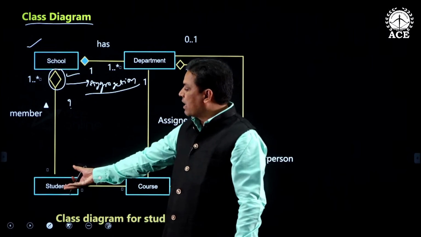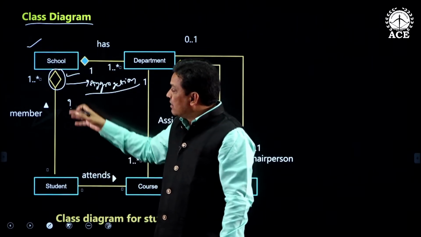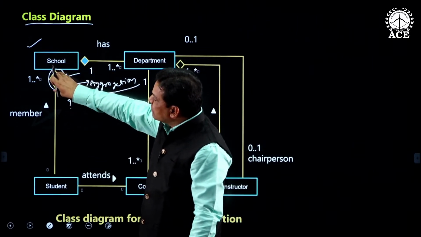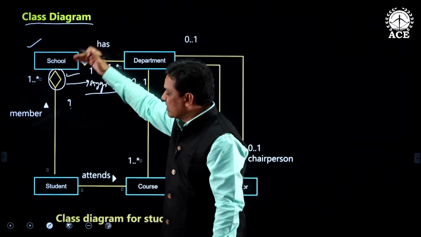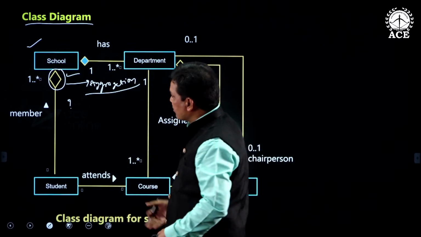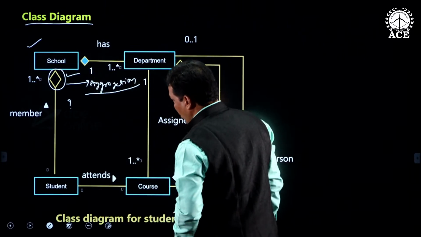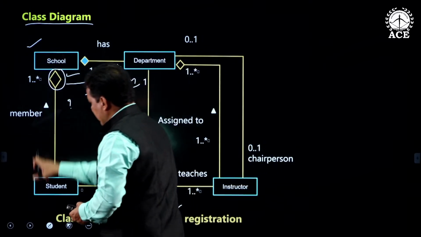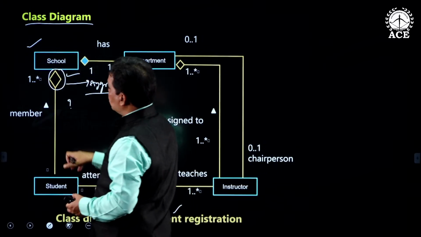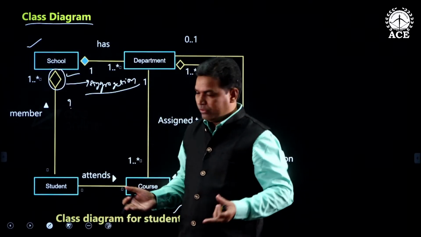So student is a small part of the school class. That's why we used the aggregation relationship between the school class and the student class. That is the importance of the aggregation relationship. Now observe again, we had considered these two classes, and we identified why we used the aggregation relationship here.